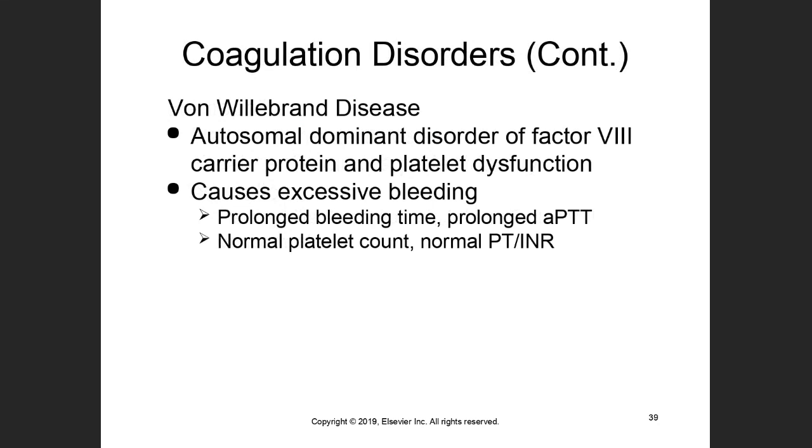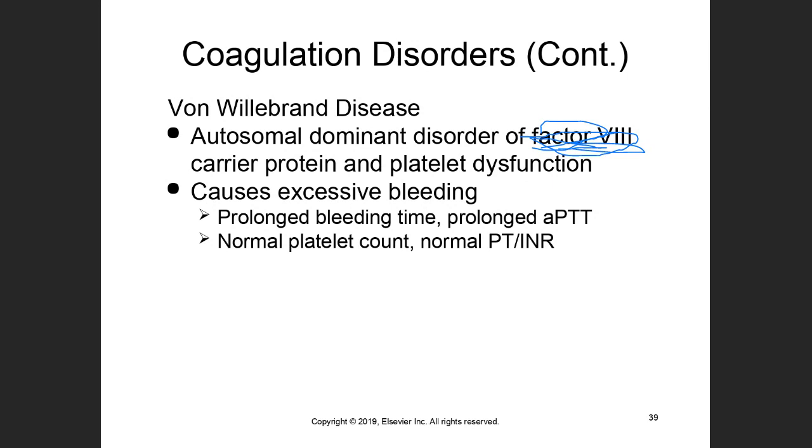Now we have von Willebrand disease. Von Willebrand is an autosomal dominant disorder of von Willebrand factor. Because von Willebrand is a factor. The only problem is that von Willebrand factor carries factor VIII, but the problem is the von Willebrand factor itself.